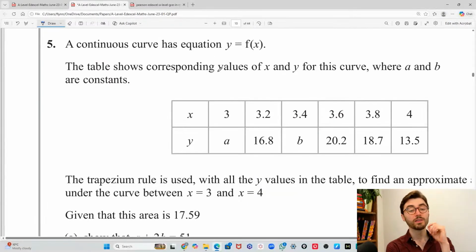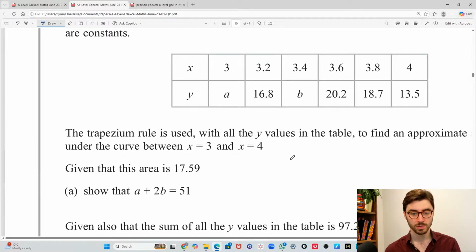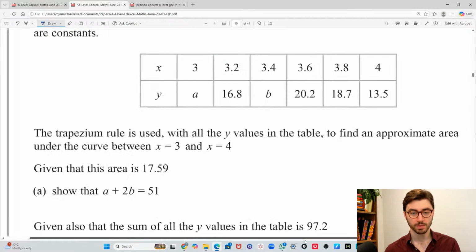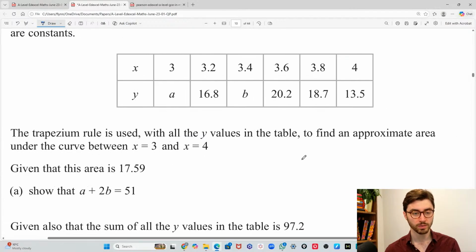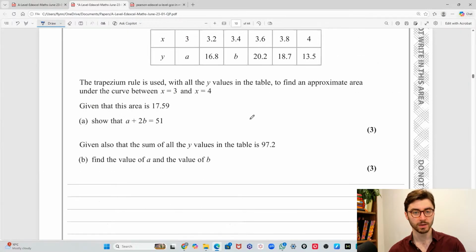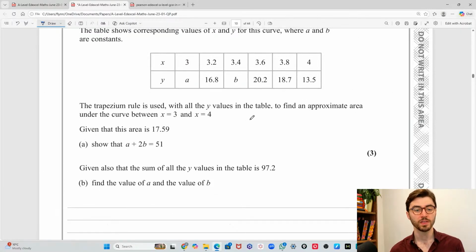So we have a continuous curve. We have a table with the corresponding values of x and y for a graph of y equals f of x. We have a trapezium rule used with all the y variables in the table to find an approximate area between 3 and 4, and this area is 17.59. So we have to form an equation for a and b. I'm going to have to zoom out just so I have the values.